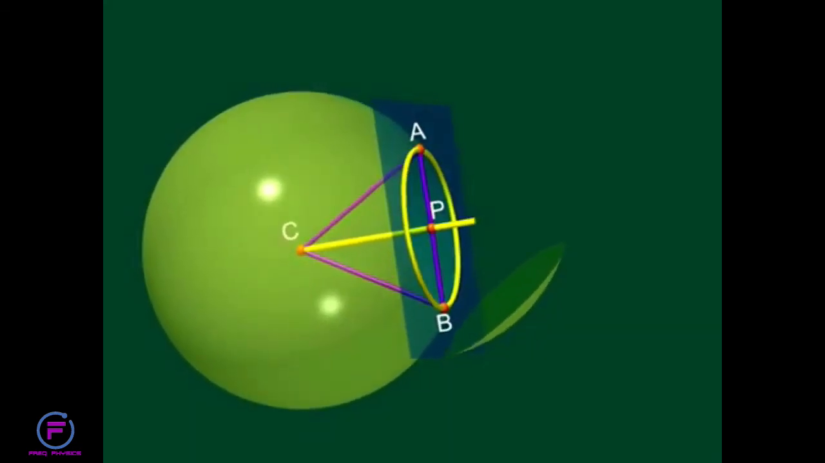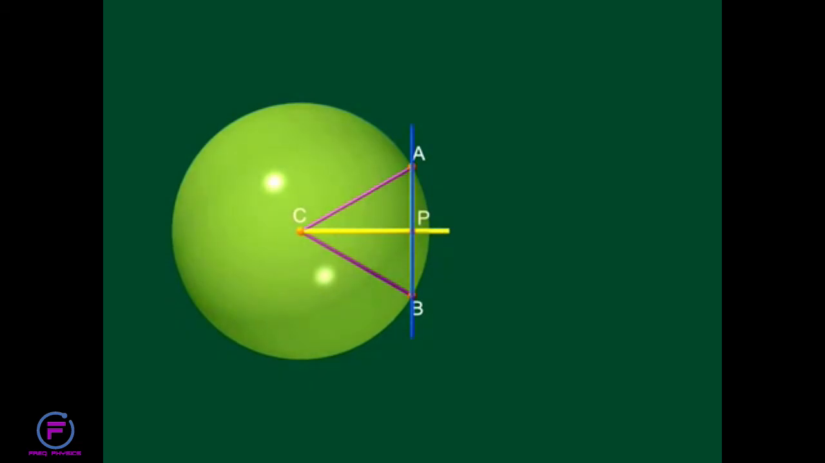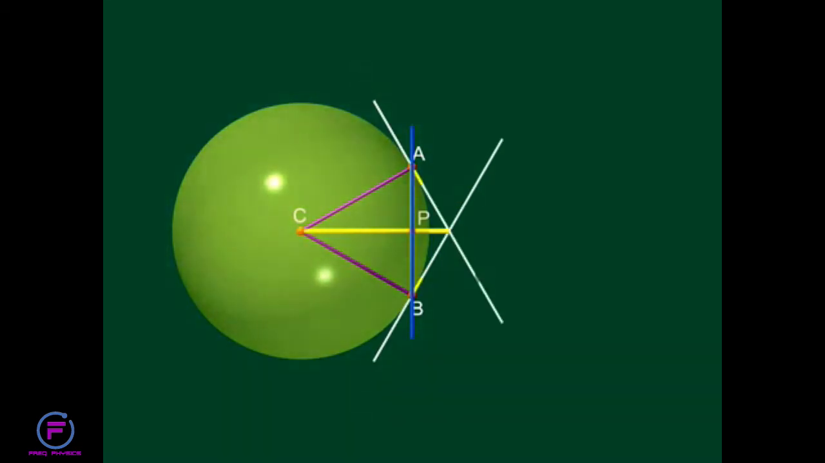Now let's look at a diameter APB of our circle. And let's place it in the plane of the screen. The blue planes appear as a straight line on the screen, and the sphere appears as a circle. Let's draw the tangents to the circle at A and B. They intersect in a point S.